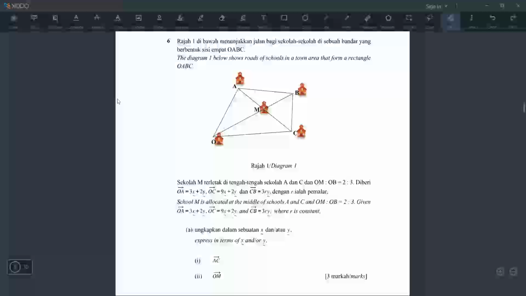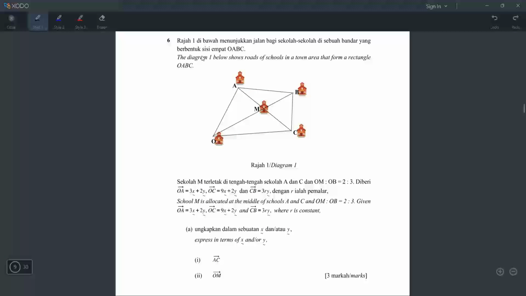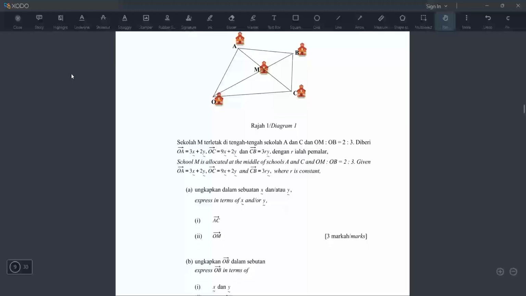Okay, let's go number 6. This is vector. The diagram 1 below shows roads of school in the town area that form a rectangle OABC. Okay, let's keep this one, not important. Okay, let's go. School M is located at the middle of school A and C. Oh, hold on. M is located at the middle of A and C. It means this is ratio 1, this is ratio 1 because it's midpoint, right?